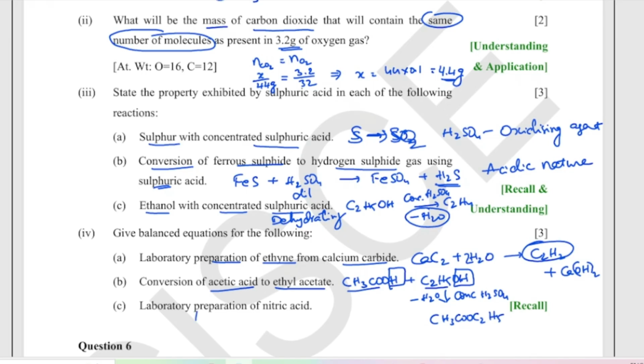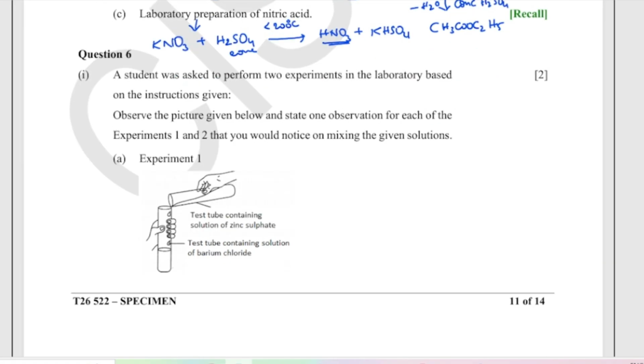Then laboratory preparation of nitric acid. In this you are going to use potassium nitrate with concentrated sulfuric acid at a temperature below 200 degrees Celsius, which gives HNO3 plus KHSO4. So this is the preparation of nitric acid in the laboratory method. Now that is the end of question number 5.